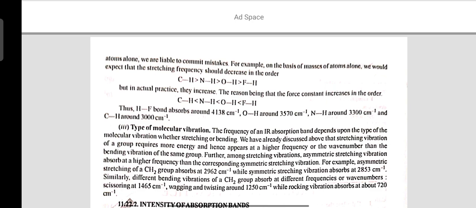Further, among stretching vibrations, antisymmetric stretching vibration absorbs at a higher frequency than the corresponding symmetric stretching vibration. For example, the antisymmetric stretching of a CH2 group absorbs at around 2962 per centimeter, while symmetric stretching vibration absorbs at 2853 per centimeter. Similarly, different bending vibrations of a CH2 group absorb at different frequencies or wave numbers: scissoring at 1465 per centimeter, wagging and twisting around 1250 per centimeter, while rocking vibration absorbs at 720 per centimeter. Thank you.